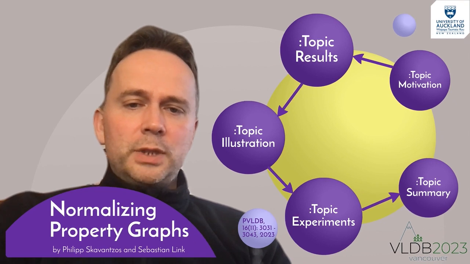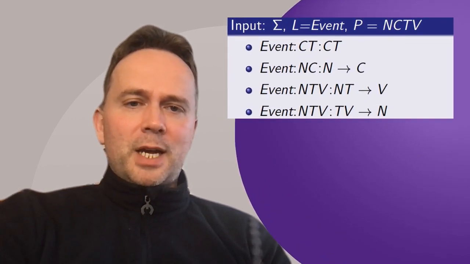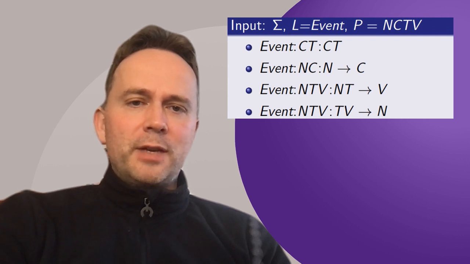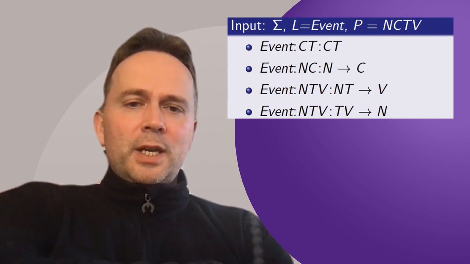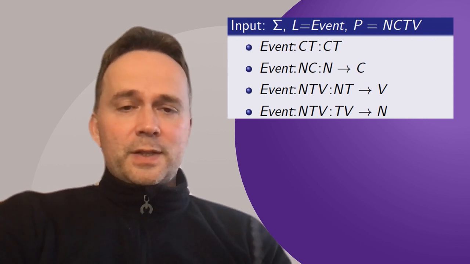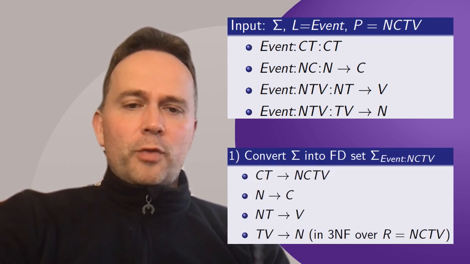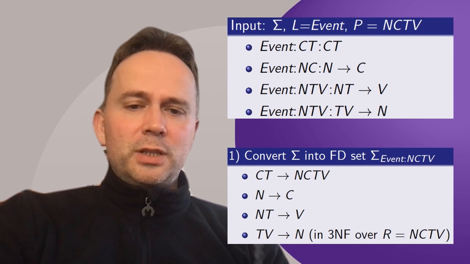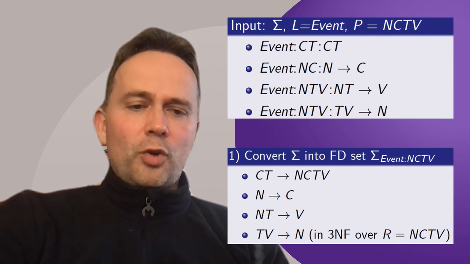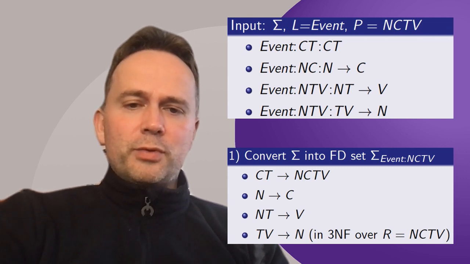Let's illustrate this now on a specific example. So we have our set of constraints given with respect to a set L of labels, which is the event node, and the set of properties NCTV. We would now like to normalize this input set. We can convert this, based on the given L and P, into a classical set of functional dependencies. And this is already in third normal form over this relation schema, NCTV, which is the given set of properties up there. So the question is, does a Boyce-Codd normal form decomposition that is FD preserving exist?